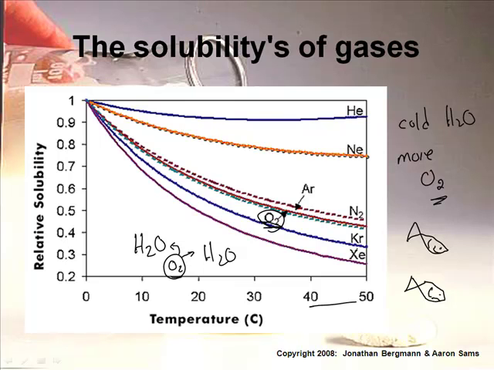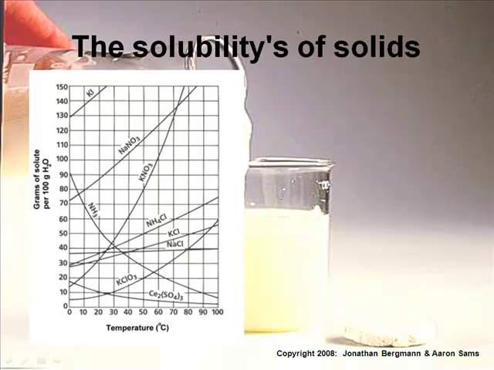Now, this graph illustrates that the higher the temperature, the lower the concentration. Here's oxygen right here, I think it's the blue line there. And so the higher the temperature, the lower the solubility.